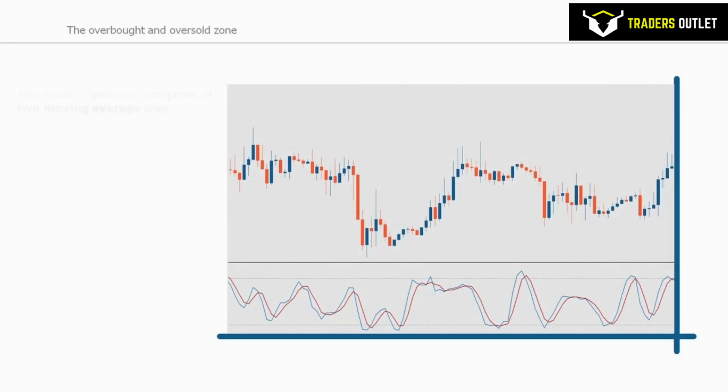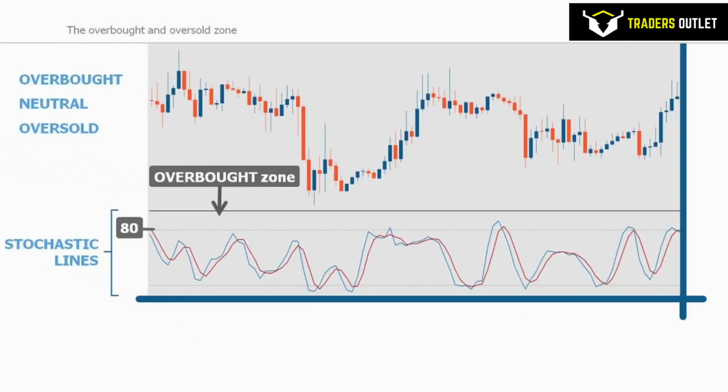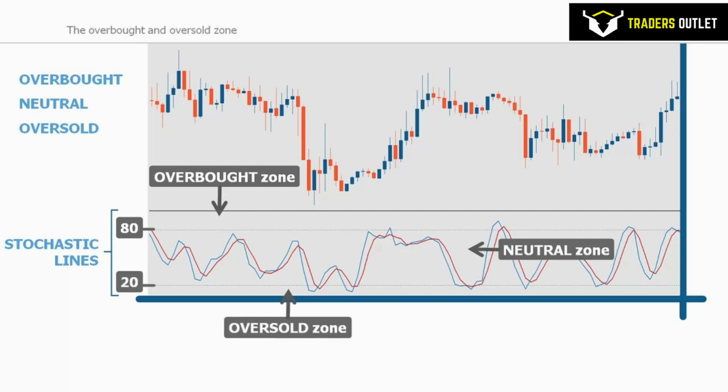The stochastic indicator is made up of two moving average lines that travel between three zones: an overbought zone, a neutral zone, and an oversold zone. The overbought zone occurs between the 80 to 100 level on the indicator chart, with the oversold zone occurring between 0 and 20 level. The neutral zone is the central part of the indicator chart, which is of less importance.